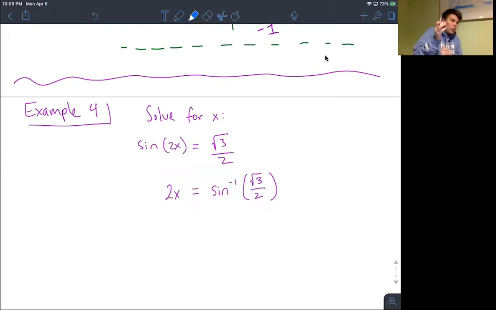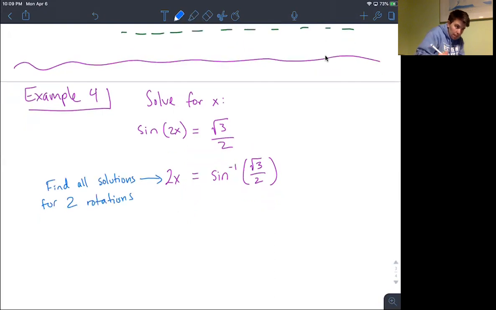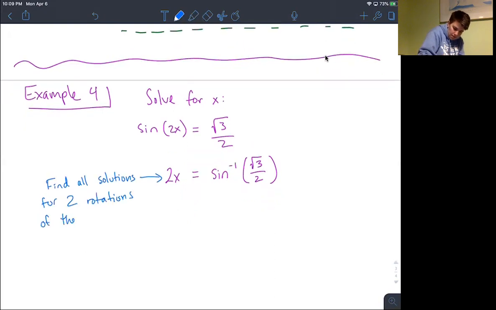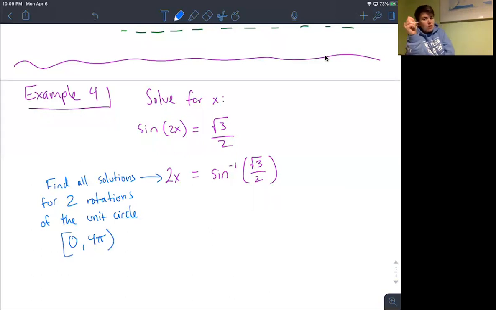So what we want to do, follow me here for just a second. We want to find all solutions for 2 rotations of the unit circle. So from 0 to 4 pi. And you're probably thinking to yourself, Miss Ray just told me that we're only going from 0 to 4 pi. What the what? Here's the thing. When we get x by itself, we're going to be dividing it by 2.